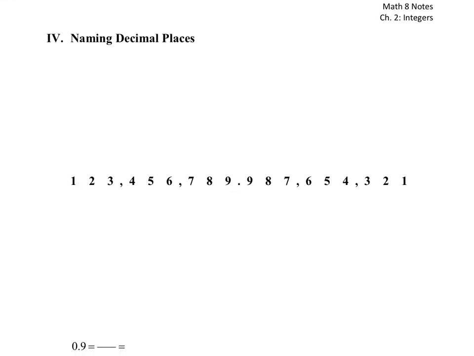Oh, there's more. Naming decimal places. This is something that you have done many times before. So let's go through this. The decimal point right here is important to know where that is. The first number to the left of the decimal point is in the ones place. The number to the left of that is in the tens. And then we have the hundreds. And we have the thousands. And then we have the next one, 10,000s.